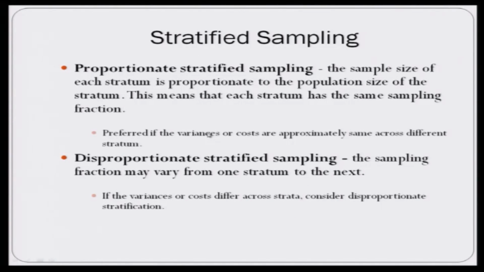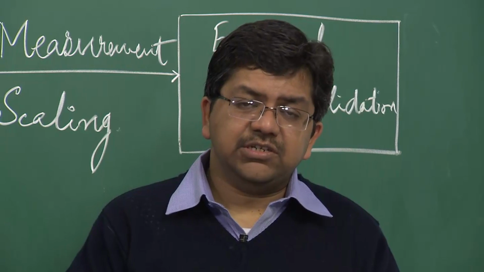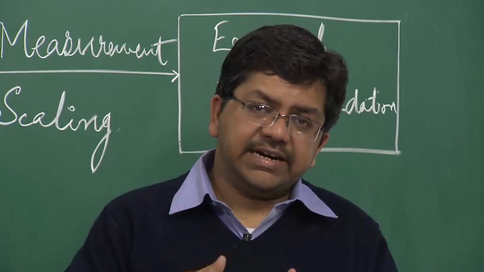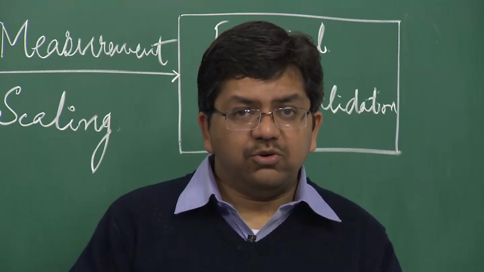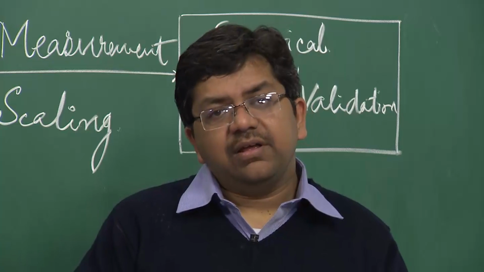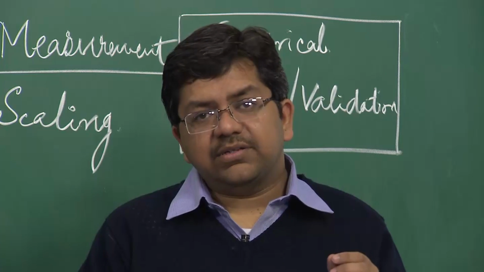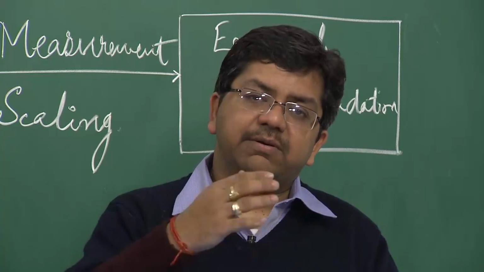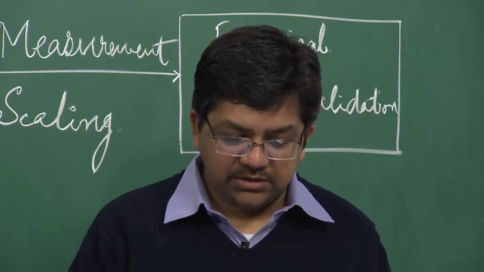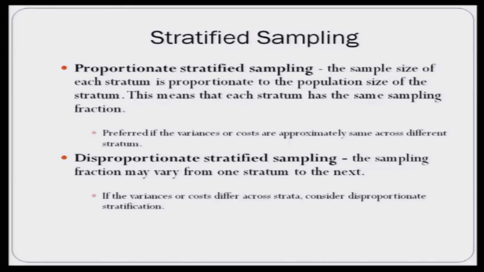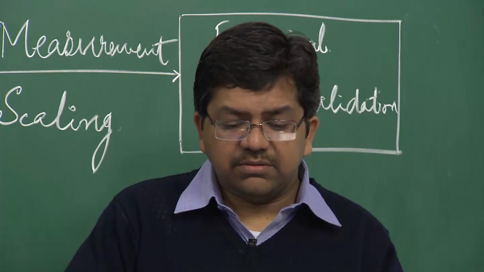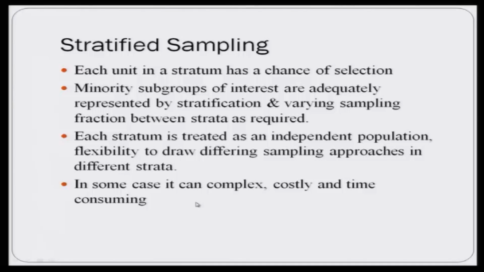So, stratified sampling, as you can understand, could be of possibly two types: you draw the sample which is proportionate to each of the strata sizes in the target population, or it could be a disproportionate stratified sampling, where the size of the sample being drawn from a particular stratum is not in proportion to the size of that stratum in the total population. You will find that proportionate stratified sampling is preferred if the variance or the cost are approximately the same across different strata. So, if the variance and the cost are almost the same across the different strata in the population, then proportionate stratified sampling is better. Otherwise, you should go for disproportionate stratified sampling.